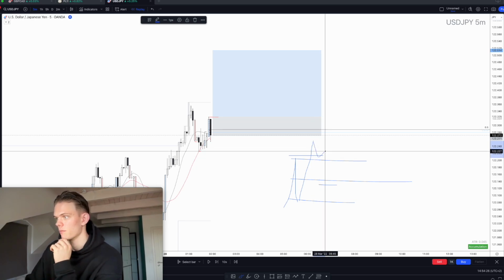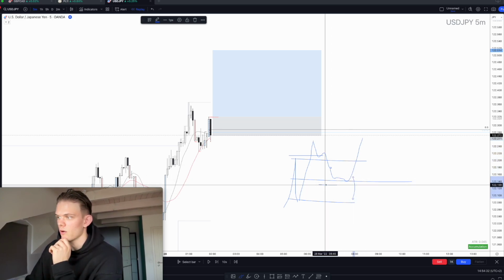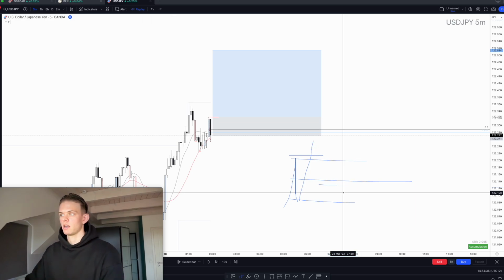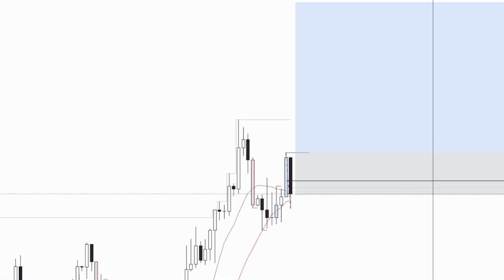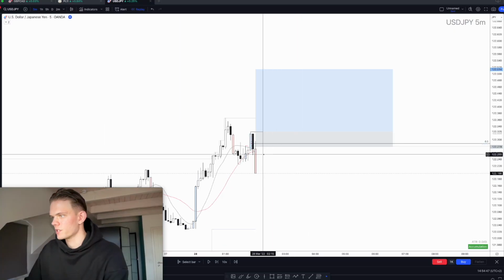So price can come back down, mitigate here, mitigate here, mitigate here, and then go. The odds of price coming below here is quite low. Obviously there's always opportunity for that to happen, but it's not happening often. That's why I refined that way. And that's exactly where we protect the 50%.